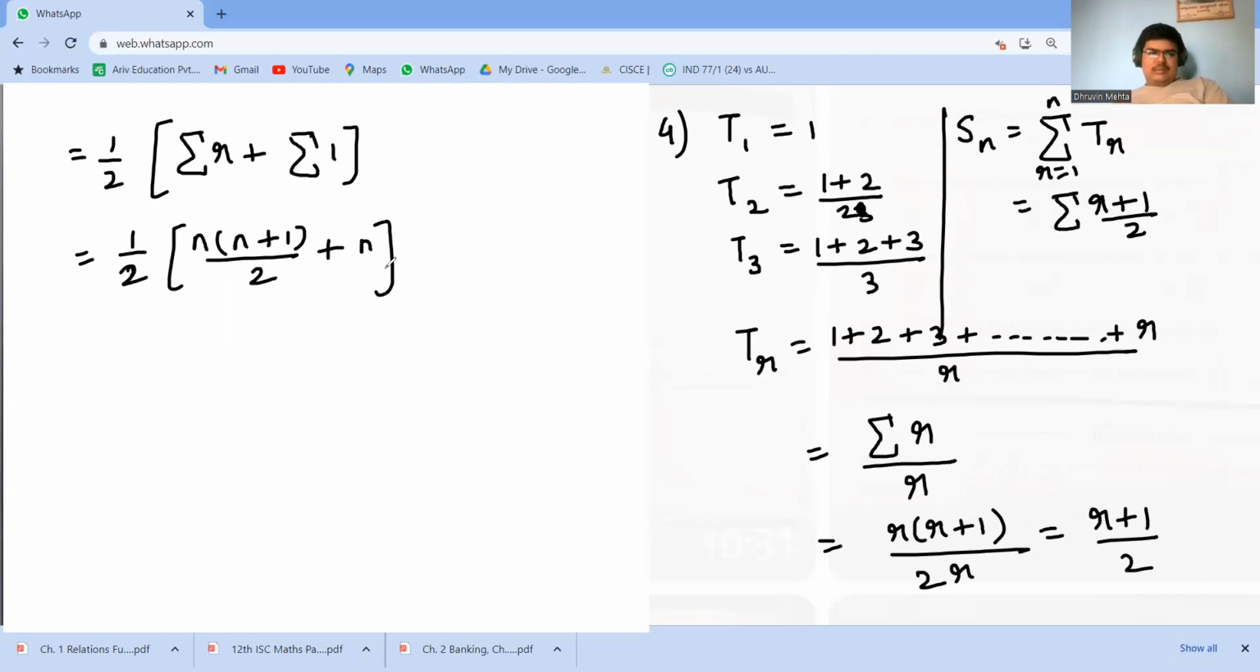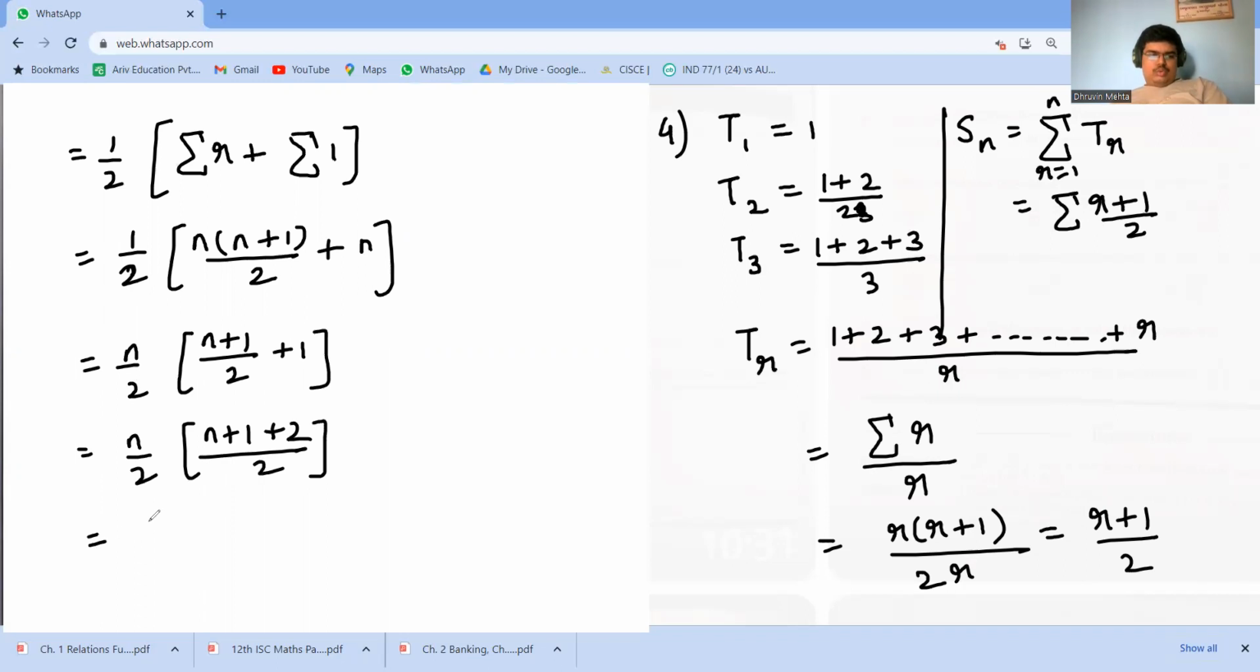So we will solve this by taking LCM. And we can take n common. So in the bracket it will be n plus 1 by 2 plus 1. When you take LCM, this will be n plus 1 plus 2 by 2. So n by 2 into n plus 3 by 2. The final answer is n into n plus 3 by 4. Done. That's the answer.